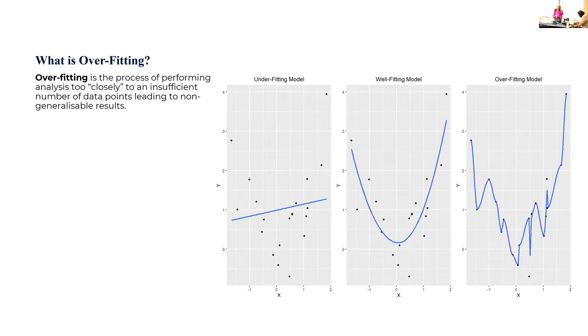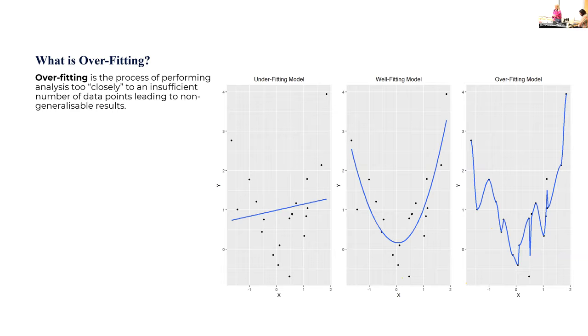So overfitting is when you are performing an analysis that's too close to the level of data. So if you're just going in and doing a lot of data mining or machine learning methods, you really need to keep an eye on this because you need to adjust the analysis to make sure that you are fitting the model properly. So doing a well-fitting model instead of an underfitting model or an overfitting model.